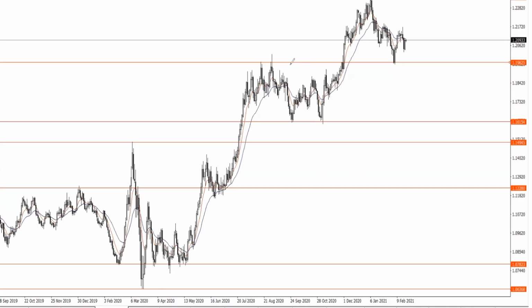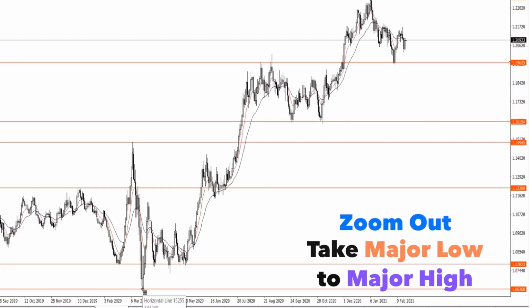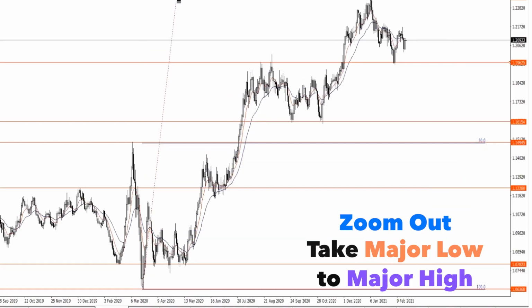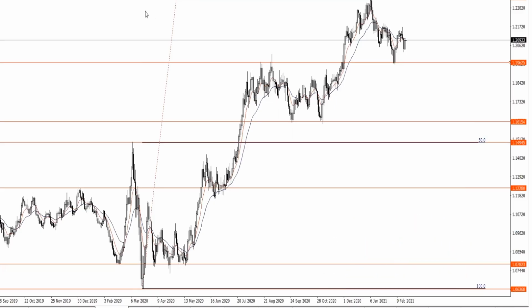When it comes to the Fibonacci, this is what I do. If you're going to trade the higher time frames, the very first thing you do is zoom out and take the major low down here to the major high in the case of an uptrend. That's the very first thing you do. Because we predominantly trade the daily time frame, you want to zoom out, have a macro view, and apply your Fibonacci tool to the macro swing low and swing high.